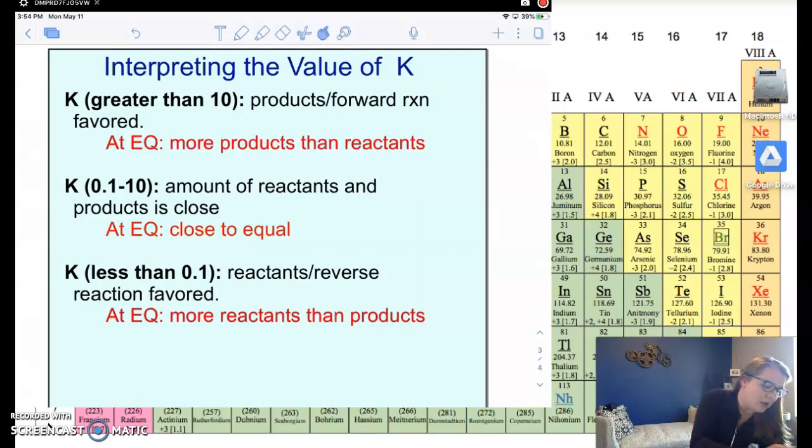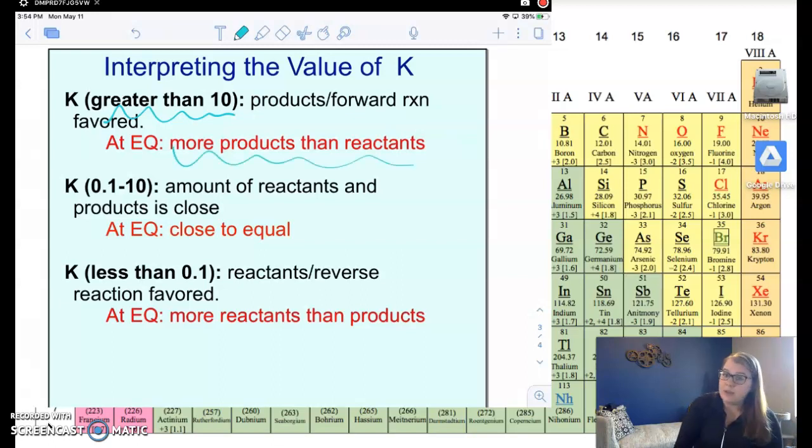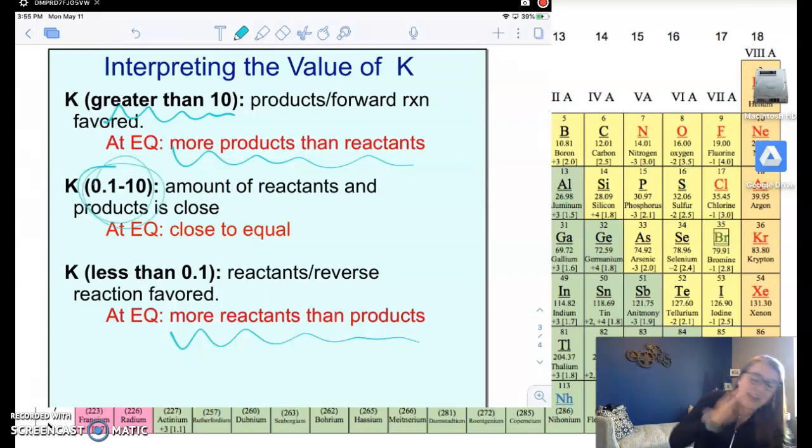Generally, if your K is larger than 10, so I want you to think like a big number, that means there's more products than reactants, which means products are favored. If you think about it, if K is products over reactants, and K is large, there must be more products than reactants. If K is small, like less than 0.1, then there's more reactants than products. So reactants are favored at equilibrium. And if K is around 1, and by around 1, I mean from 0.1 to 10 is our rough barrier, then nothing is favored. So the amounts of reactants and products are fairly equivalent.